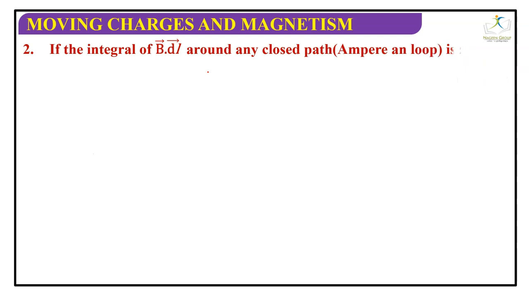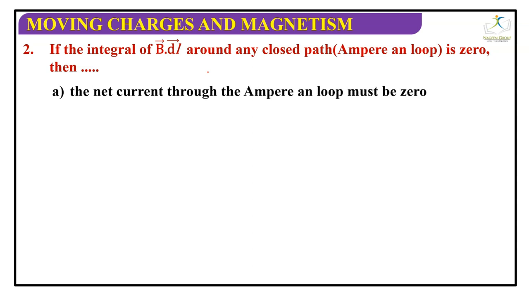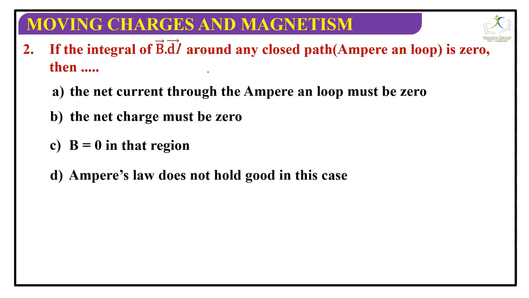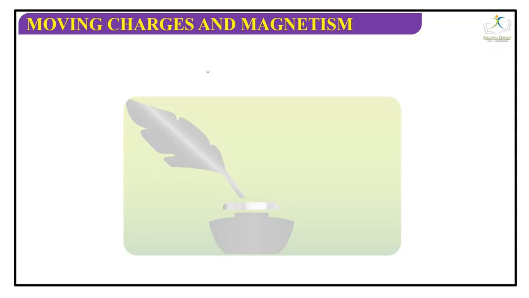If the integral of vector b dot vector dl around any closed path, that is called an Amperian loop, is 0, then: the net current through the Amperian loop must be 0; the net charge must be 0; B is equal to 0; or Ampere's law does not hold good in this case. The correct answer for this question is that the current through the Amperian loop must be 0.